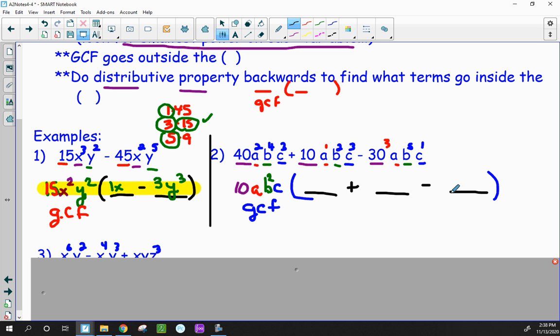And now we're trying to do the distributive property backwards. So we're going to say 10 times something is 40. 10 times 4 is 40. A times something is a to the second. I have 1 a on the outside, but I need 2, so I need 1 more. I have b to the second here, but I need 4, so I need b to the second. I need 2 more. And it looks like my GCF has c to the first, but I need 3 of them in the first term, so we're going to put c to the second there. And again, take a second, multiply this times this in your head. Make sure it matches the first term.